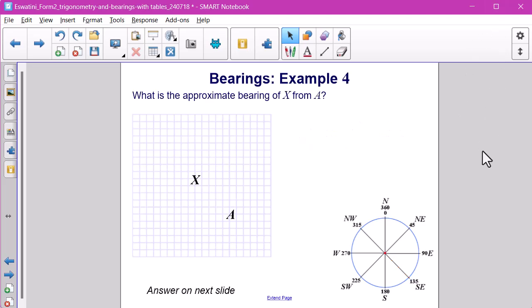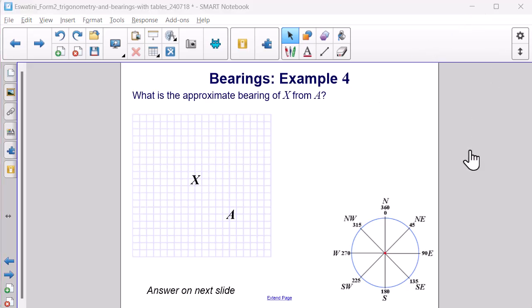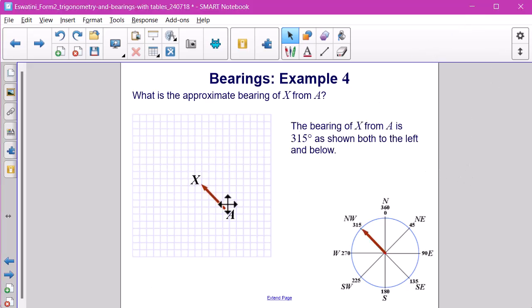Here's another example. What is the approximate bearing of X from A? So the direction from A to X has what bearing? Well, the bearing of X from A is 315 degrees because we're starting at north and going around almost all the way. So we're going northwest of our point. So that corresponds to 315 degrees for the bearing.